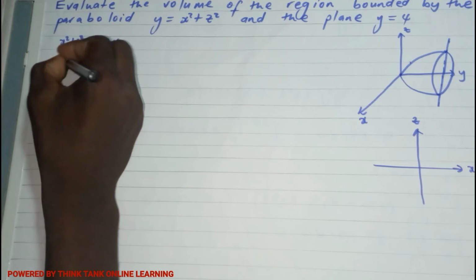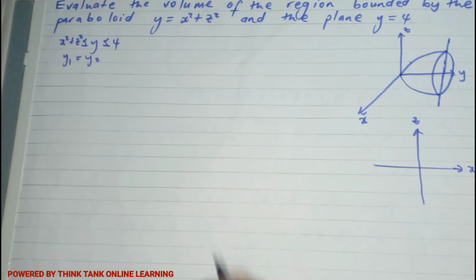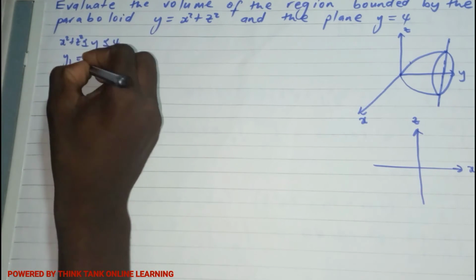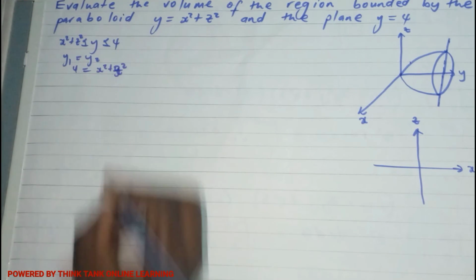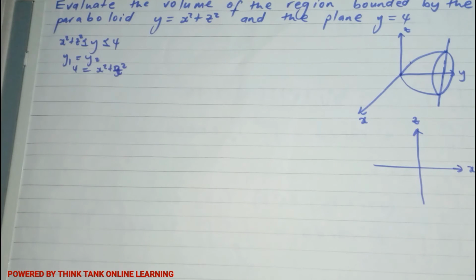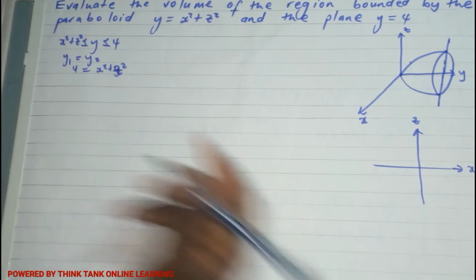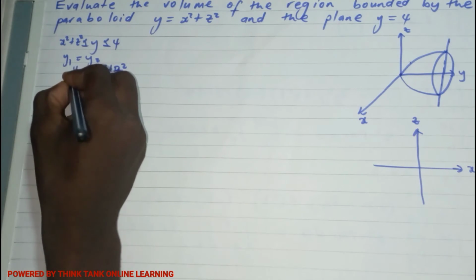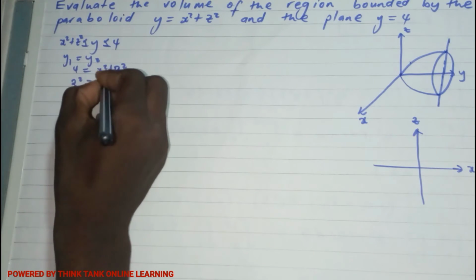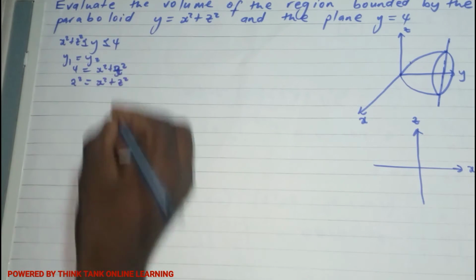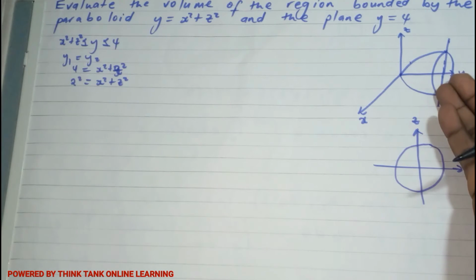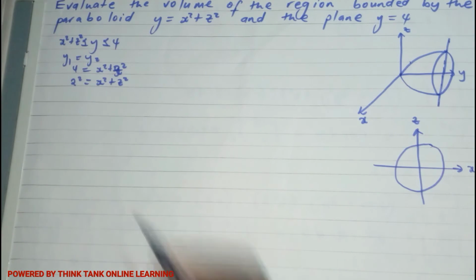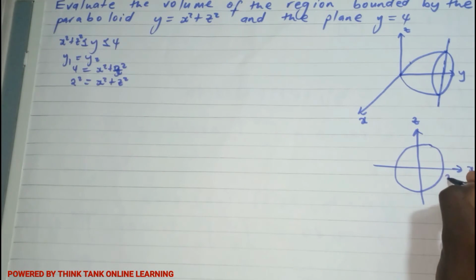What happens if y1 is equal to y2? Let's solve them simultaneously. 4 is equal to x squared plus z squared. You see, this is the shadow. So this is the equation of a circle: 2 to the power 2 is equal to x squared plus z squared. So automatically now we have a clue. You can just draw a circle here. You may not be able to draw this parabola, but a circle everybody should be able to draw. The center is the origin, the radius is 2.